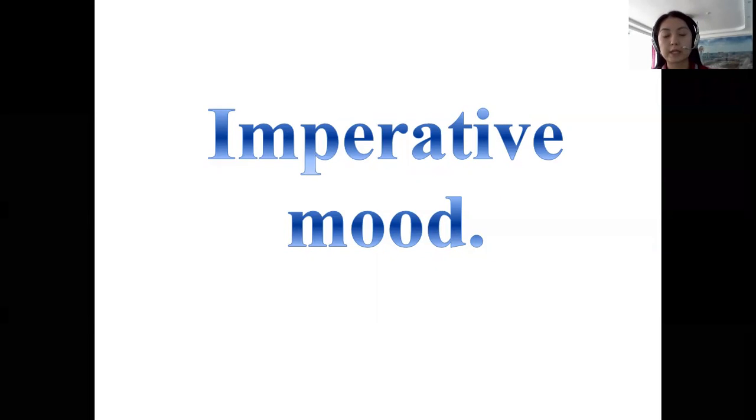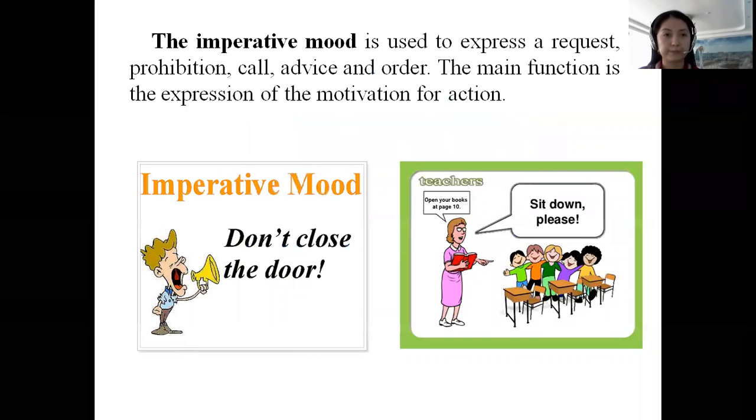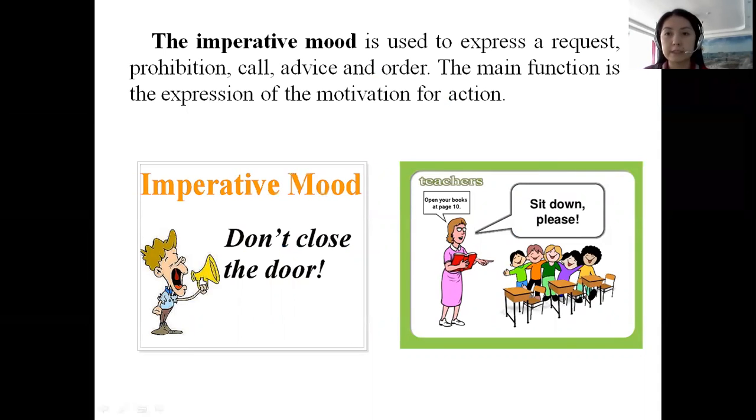And today we are talking about the imperative mood. First, what is the imperative mood? The imperative mood is used to express a request, prohibition, call, advice, and order. The main function is the expression of the motivation for action.